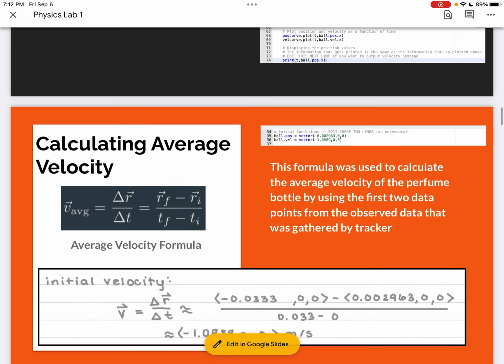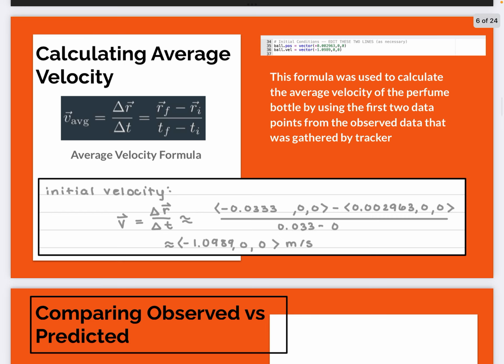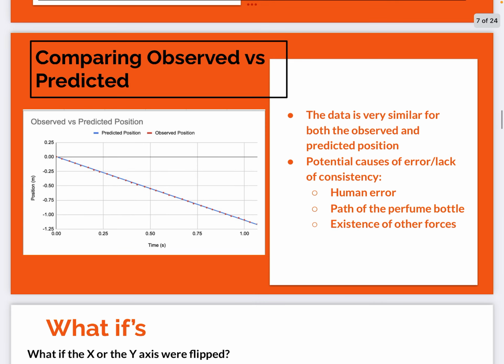And once I was able to consolidate the data from both Tracker and GlowScript, I was able to create this graph on Google Sheets. As indicated by the graph, my predicted positions for the perfume bottle were fairly accurate when compared to the observed data points. That means that computational models can be fairly accurate when predicting the future positions of objects that are assumed to be in a constant motion.